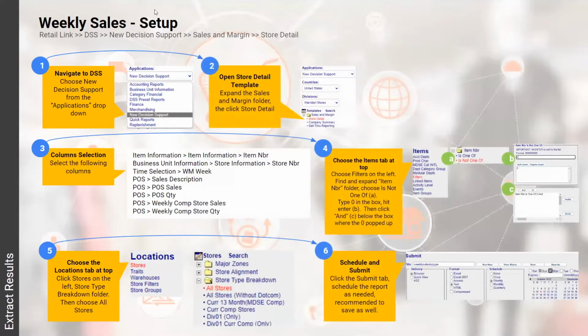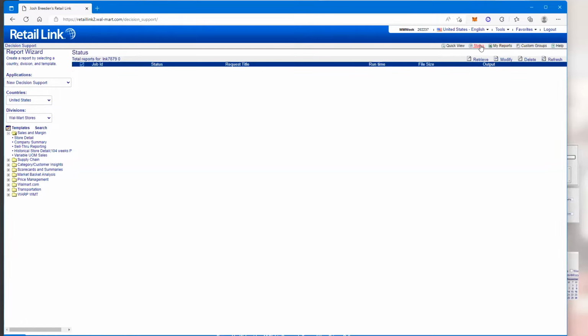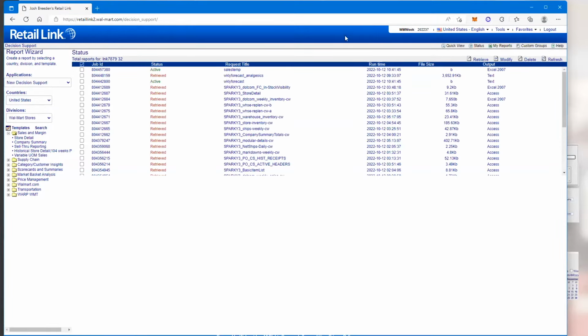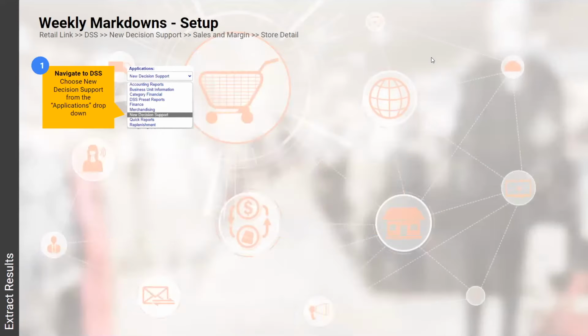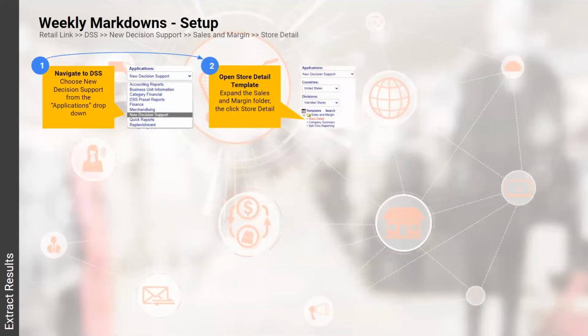Let's jump back over to our status page. So there's our sales temp query that we just submitted. While that runs, we can go ahead and start to set up our next report, which is going to be markdowns. And again, we're going to be inside new decision support, store detail. Let's grab that template again and pull it over.